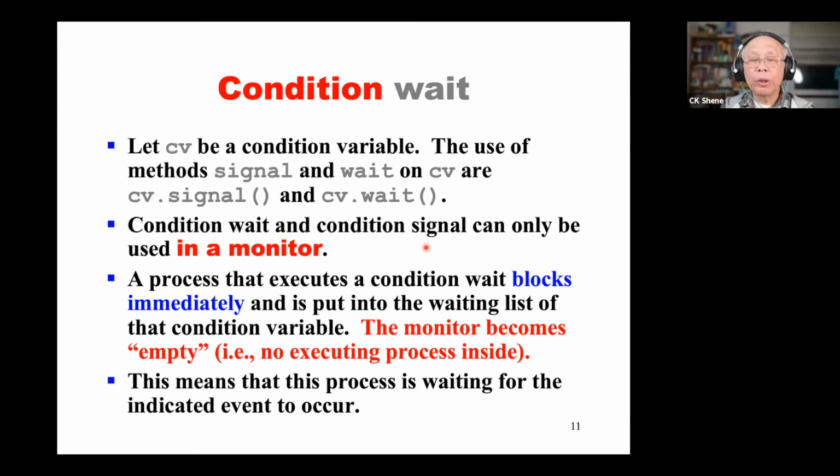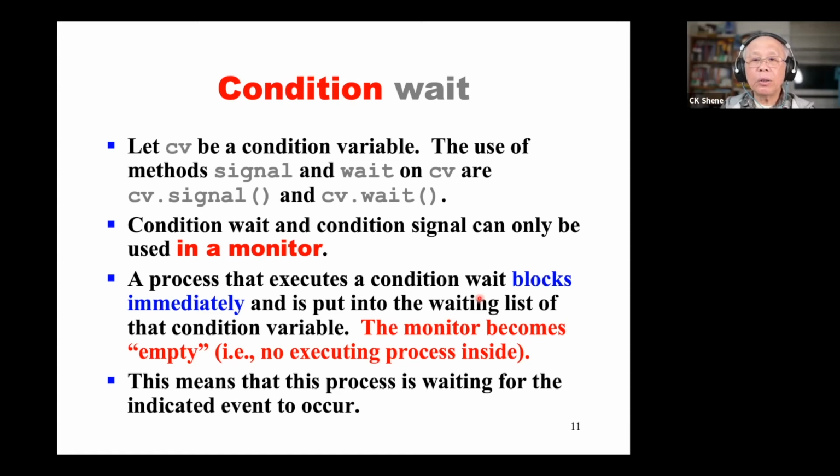Later on, when we talk about thread manager, you could declare as many condition variables in a monitor. The scope of a condition variable is just within the monitor. Outside of the monitor, the type condition variable is not available. So now, let's talk about wait.